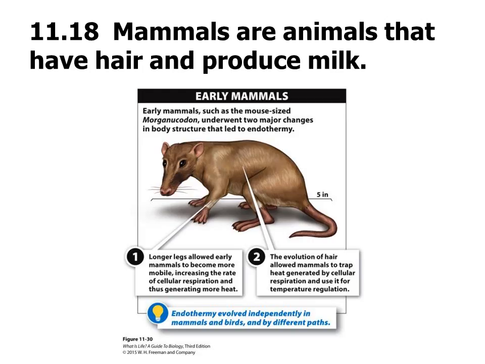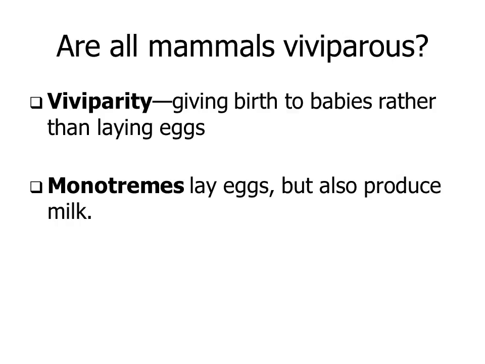The defining features of mammals are the mammary glands and the hair. There are mammals that lay eggs. Monotremes are mammals that lay eggs, but they also produce milk. Today there are actually only 5 species of monotremes that survive. One of them is the platypus.